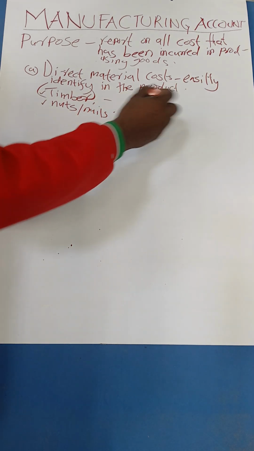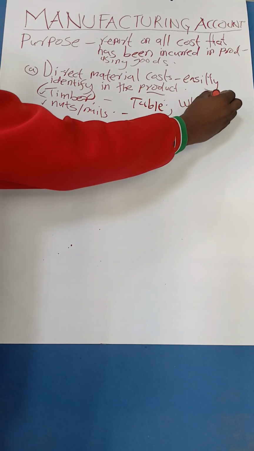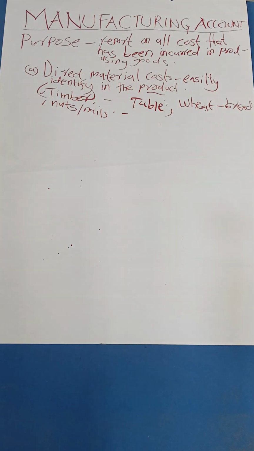Another thing, maybe you can refer to wheat in bread. We are able to account for the wheat in bread. So another example, you can say wheat in bread, because you can easily tell that this amount of wheat resulted in this bread. But how can you account for a spoon of sugar in that bread? Maybe another person used 3 spoons of sugar, you cannot account for that. But wheat, you are able to account for it.